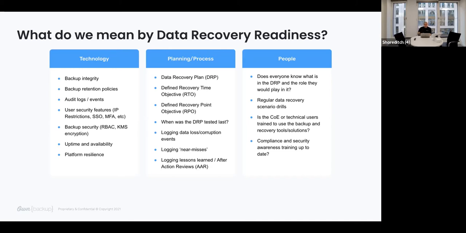Have I got the appropriate uptime and availability that I need? What about the platform? Is it resilient? Has there been a history of how many incidents that platform has had? Is it going to give me what I need?